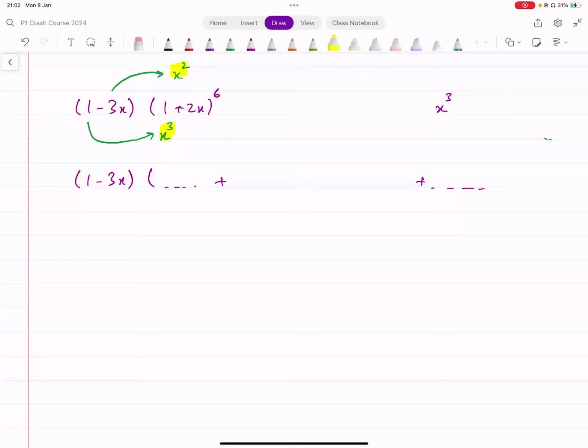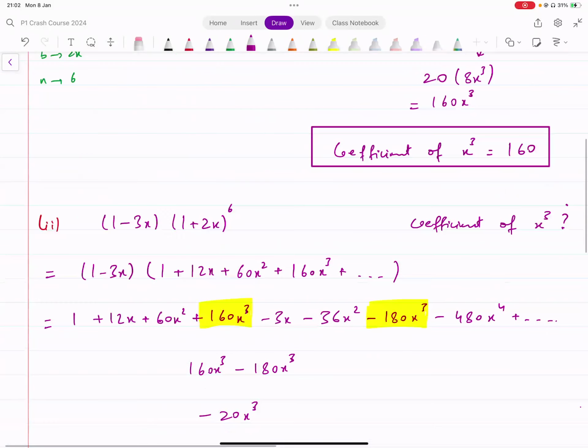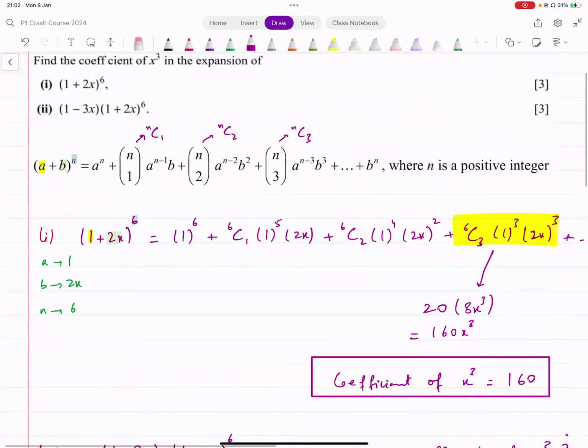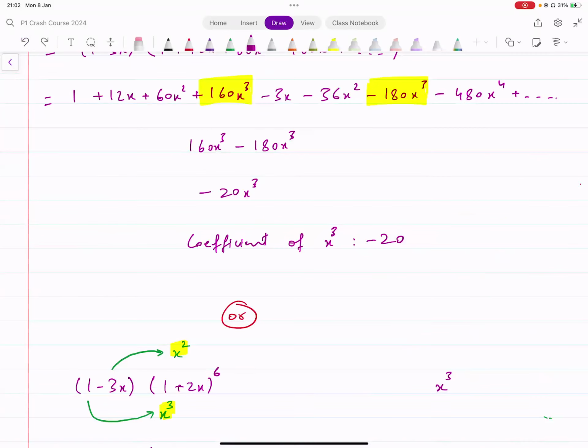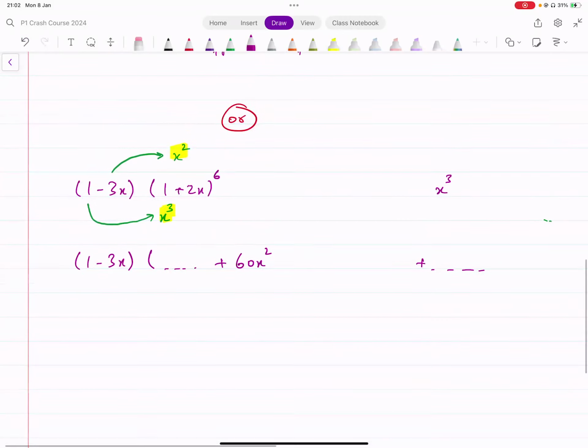We are not concerned about the rest of the terms because we can't get x cubed from the other terms. So in this expansion that we did in the first part, we're looking for the x squared term, and that's this one. What's that? 6c2 is 15. 15 into 4 is 60. So one term that we're looking for from there is 60x squared.